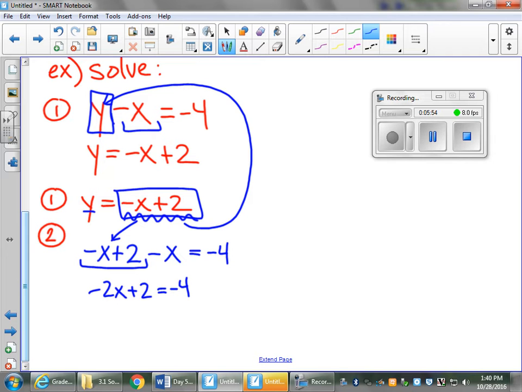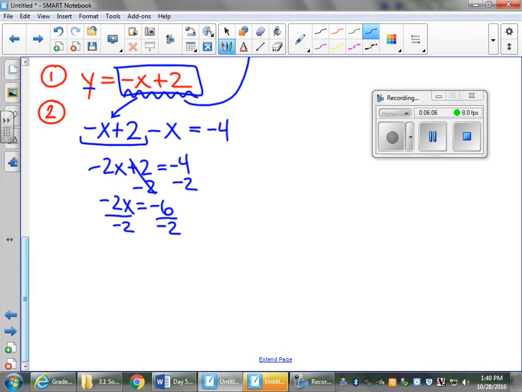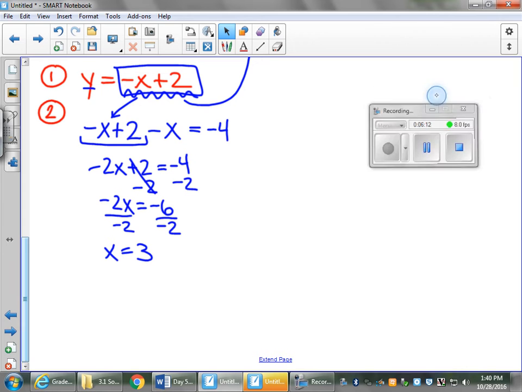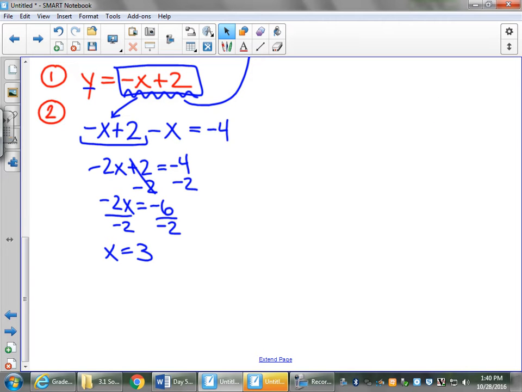I'm going to subtract the 2 to the other side, and I'm isolating and solving for x right now. And if I divide both sides by negative 2, then I'm going to go ahead and get positive 3 for an answer. That's only one coordinate, though. I need an x and a y.